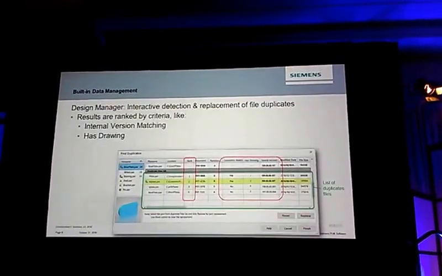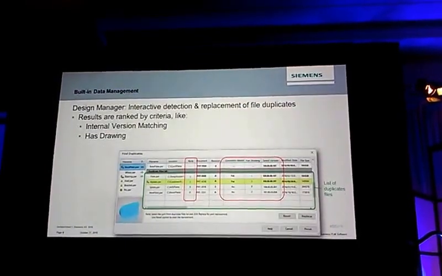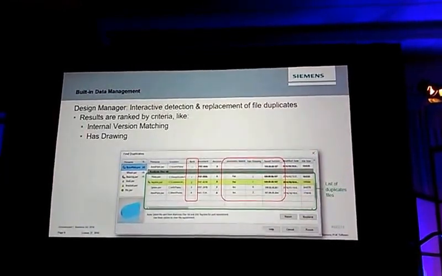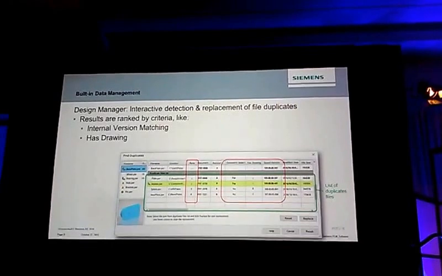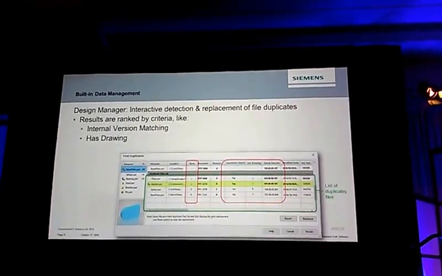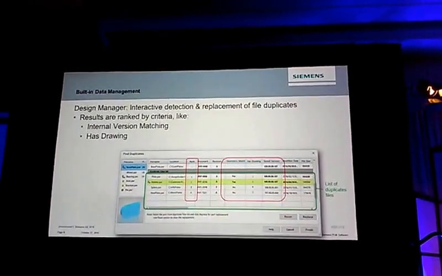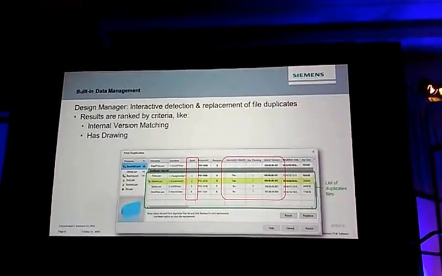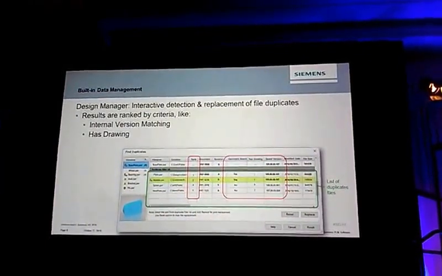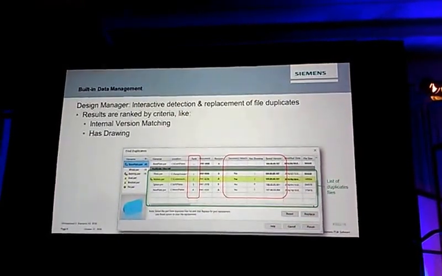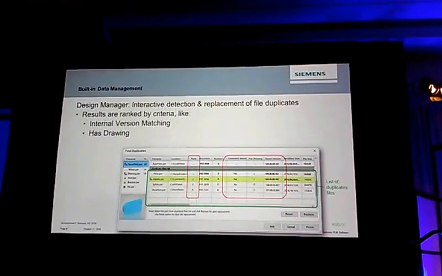The other thing that we're doing is helping you deal with duplicate files. And I know in your work, and we hear it all the time, you get duplicate files created, duplicate geometry, or maybe even very similar geometry. In ST10, you're going to be able to query your data very quickly, come up with a list of components in rank order that might be most like the one you're looking for. We'll do some internal version matching.